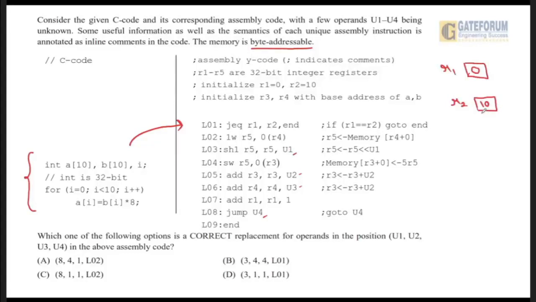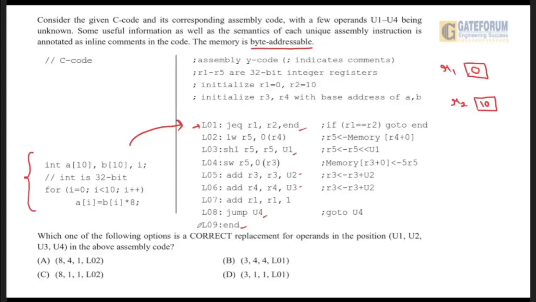So why it is using these values, you can see it will execute the loop. R1 will be initially 0. After executing one time the loop, R1 will be incremented to 1, then 2, and it will go on up to 10. For example, you can see here the first line, what it is saying, jump if equal. If R1 is equal to R2, then jump to end, means end the loop.